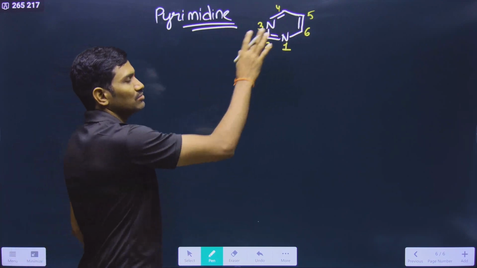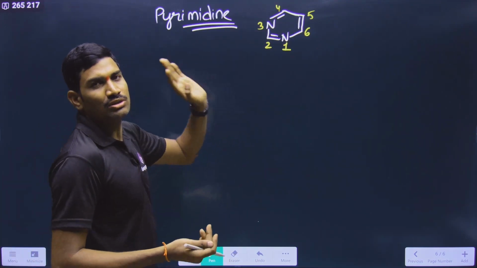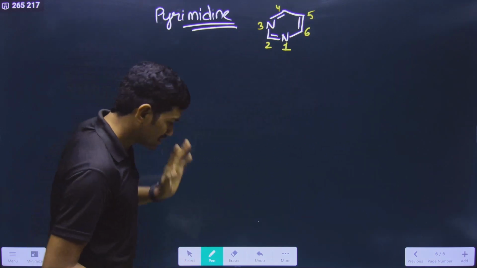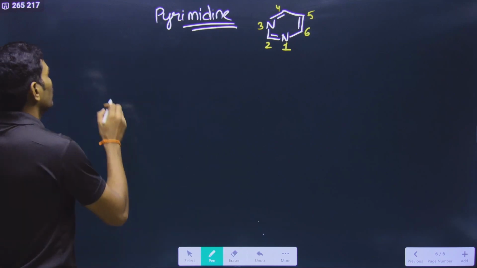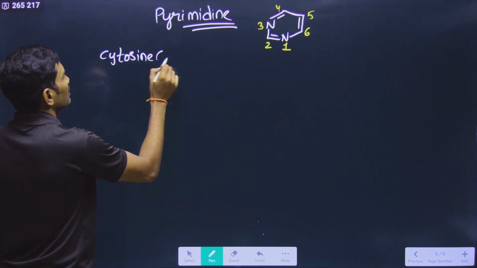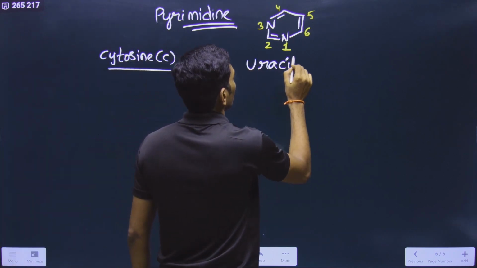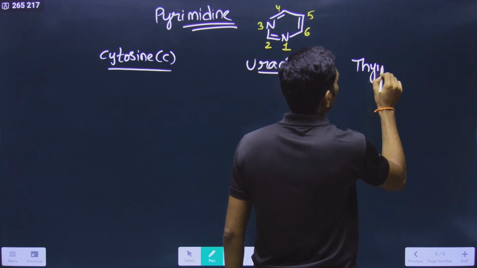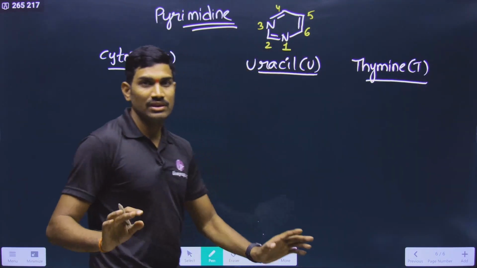Okay? This is the pyrimidine ring. A single ring is there. This is also a heterocyclic ring. So whether purines or pyrimidines, whatever it is, they are heterocyclic rings. Clear? Now what we need to do? Slightly we need to change it so that we can write cytosine, uracil, and then thymine. These are the three things.